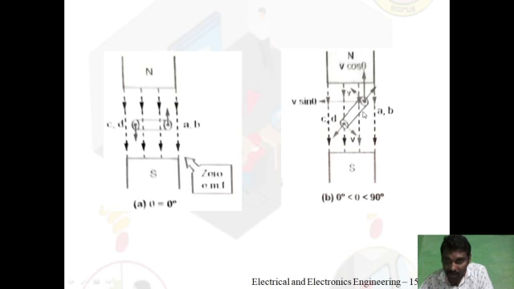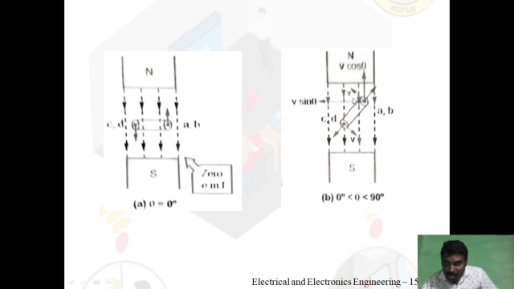Now the plane of a coil and lines of flux, if you observe, whether it is parallel or perpendicular, I cannot tell. It is diagonal. It is neither parallel nor perpendicular. The plane of a coil is neither parallel nor perpendicular, which is diagonal to the lines of flux.